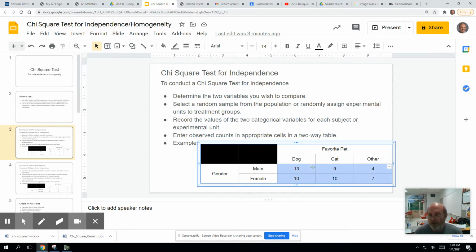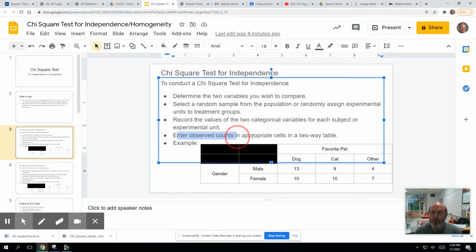We're going to enter this matrix in the calculator when we do the test. If you try to enter it with decimals, it's not going to take it. It's going to give you an error because it's expecting counts for a categorical variable, and it expects that in whole numbers. Then we're going to enter those observed counts in the appropriate cells in a two-way table.